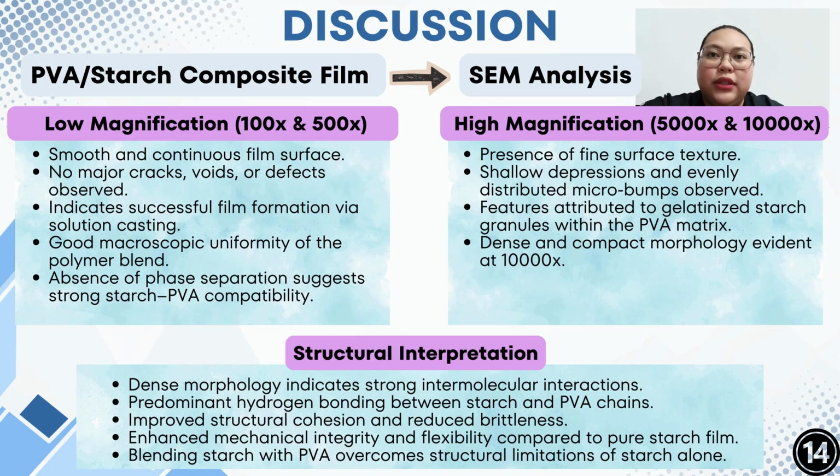These features are attributed to gelatinous starch granules embedded within the PVA matrix. At 10,000x magnification, the morphology appears dense and compact, highlighting strong intermolecular interaction within the composite. So, from a chemistry perspective, the dense morphology indicates strong hydrogen bonding between starch and PVA chains. This results in improved structural cohesion, reduced brittleness, and enhanced mechanical flexibility compared to pure starch films, which are typically fragile. Blending starch with PVA effectively overcomes the structural limitation of starch alone.